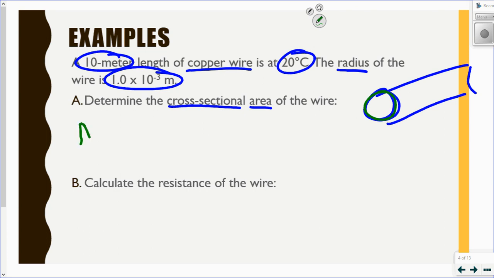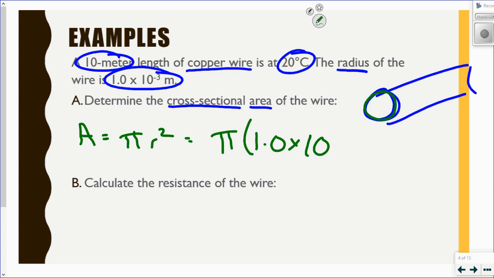Well, I know to find area, it's pi r squared. So I'm going to plug in our values. We've got pi. I'm going to multiply by the radius, 1.0 times 10 to the negative 3 meters, squared. And if I multiply that out, I get 3.14 times 10 to the negative 6 meters squared.